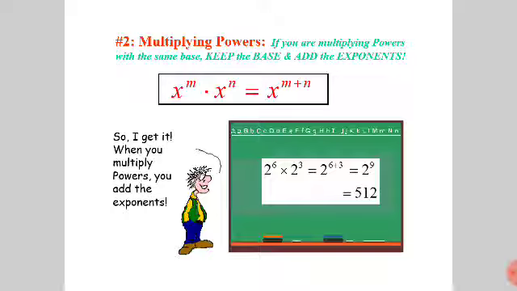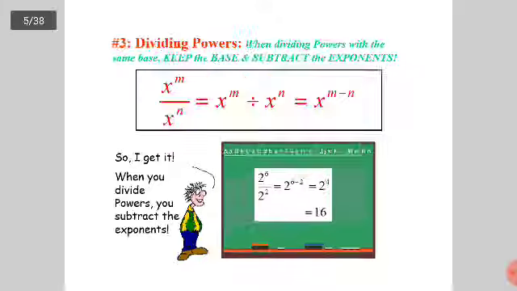So 9 times 9. 2 power 9 value 512. So multiplying powers, first law of exponents: x power m into x power n equal to x power m plus n. Any other variable put it up. So a power m into a power n equals a power m plus n.